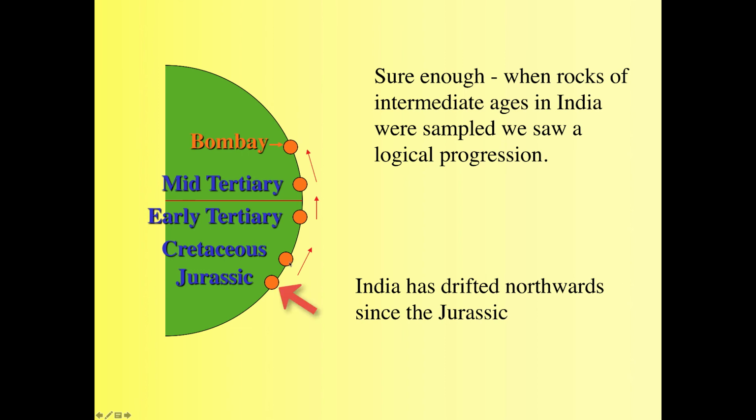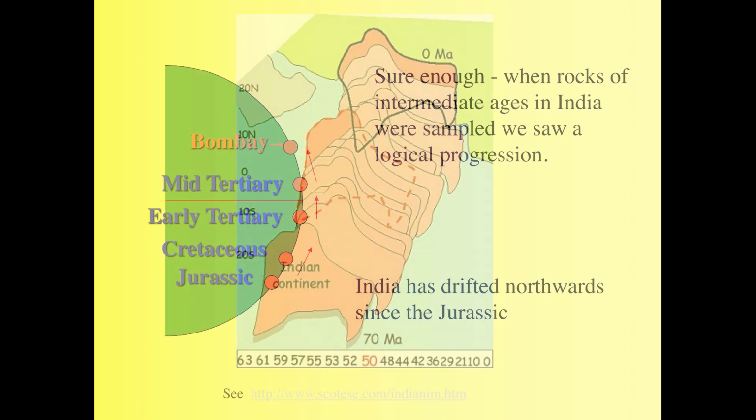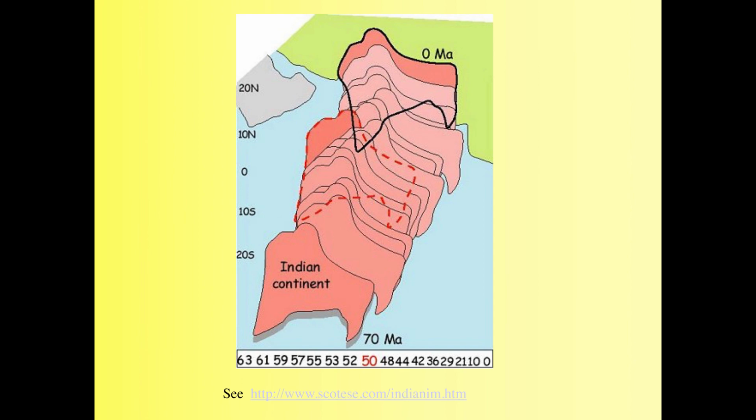Other rocks indicate that it was here in the Cretaceous. Still other rocks give us an early Tertiary position of here and a mid-Tertiary position here. And it's only now that Bombay is where it is in the northern hemisphere. And this demonstrated that India drifted north very significantly since the Jurassic. I always tell my intro kids that it was speeding along like a Ferrari. Really was going quite fast.